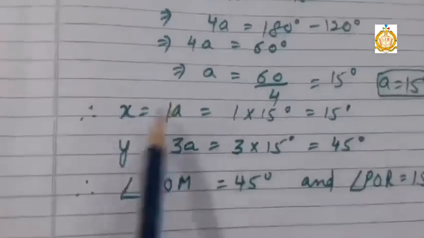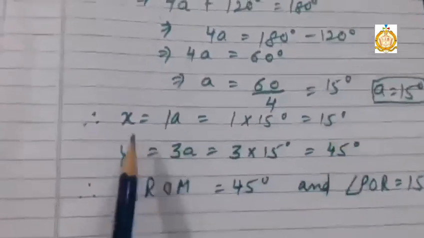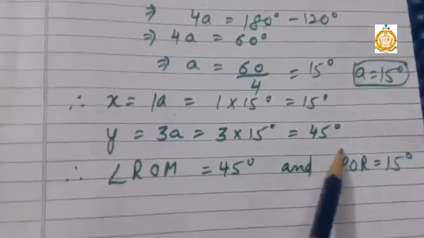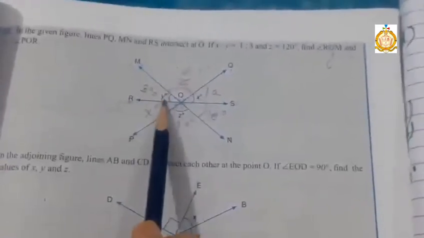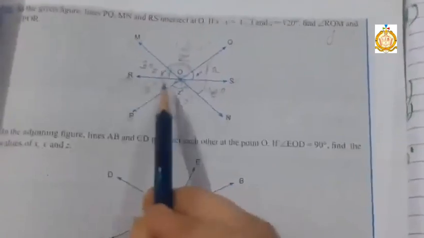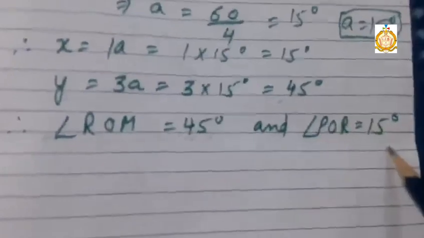So we can say that the value of x is 1a, that is 1 into 15 degree, that is 15 degree. And the value of y is 3a, means 3 into 15, that is 45 degree. Here we have to find the value of angle ROM. Angle ROM means the value of y, and the value of y is 45 degree. So angle ROM is 45 degree. And again we have to find angle POR. Angle POR means the value of x, and the value of x is 15 degree. So angle POR is 15 degree.